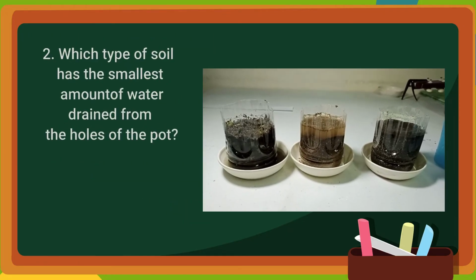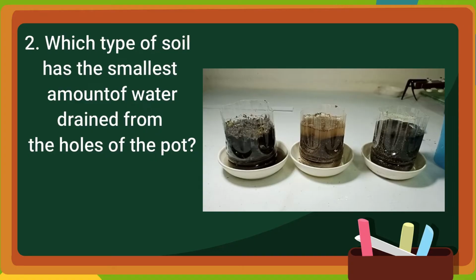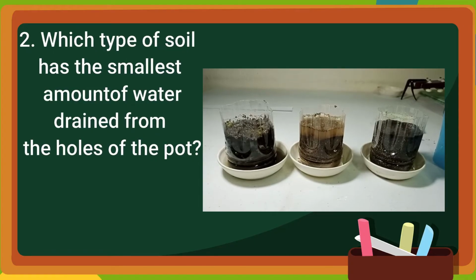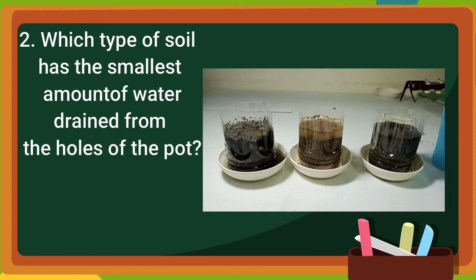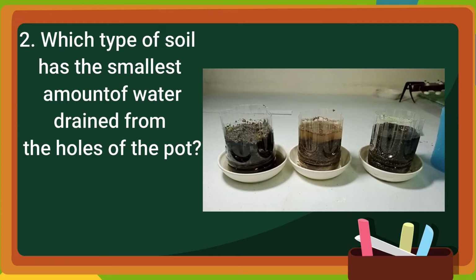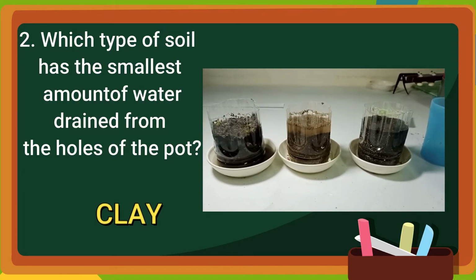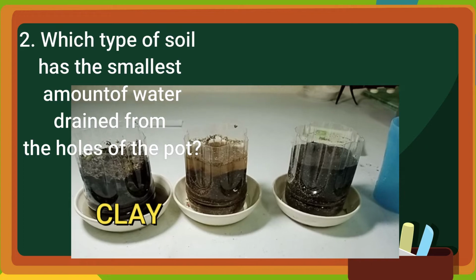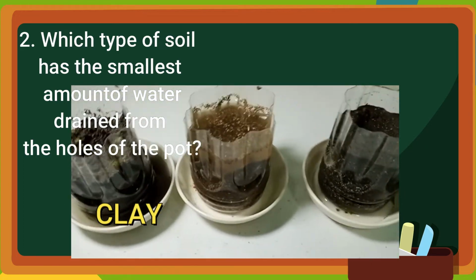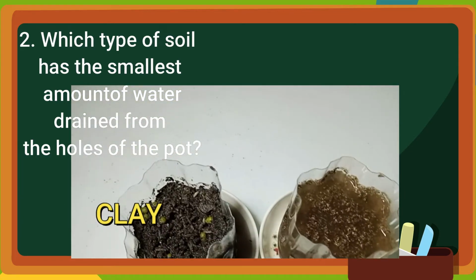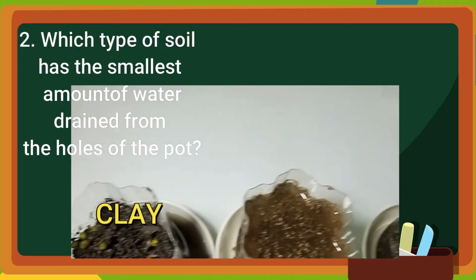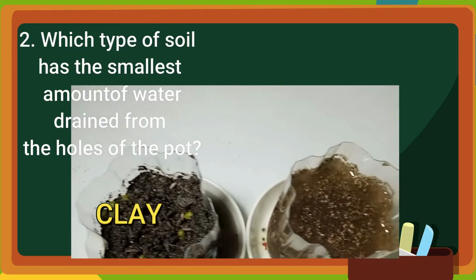Which type of soil has the smallest amount of water drained from the holes of the pots? Yes, that is clay. Clay has poor water drainage. The water is absorbed slowly and is retained for a long time. The water clogs in the soil, which limits plants' roots from getting oxygen.